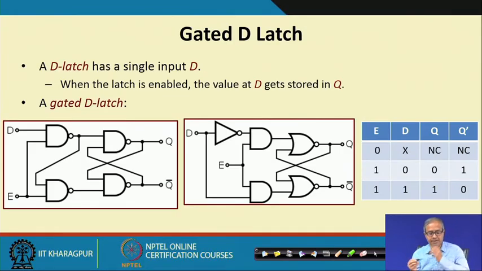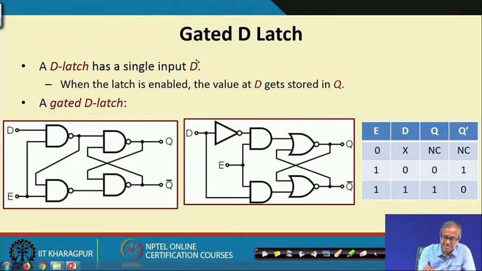Now, come to another kind of latch which is much simpler, called a D latch. What is a D latch? Compared to an SR latch which had two inputs S and R, a D latch has a single input called D. Basically, when you enable the latch, the value you are applying at D will get stored inside the latch, very simple. This is how you can design a D latch.